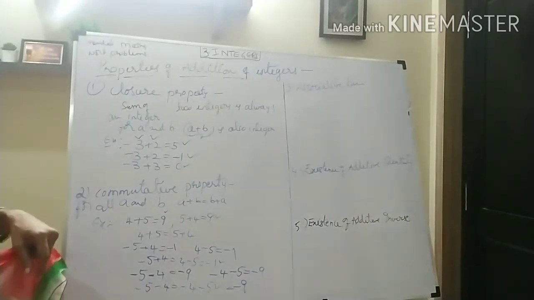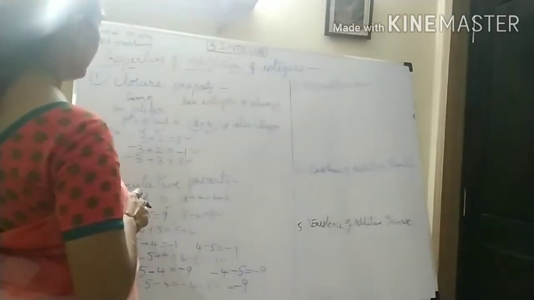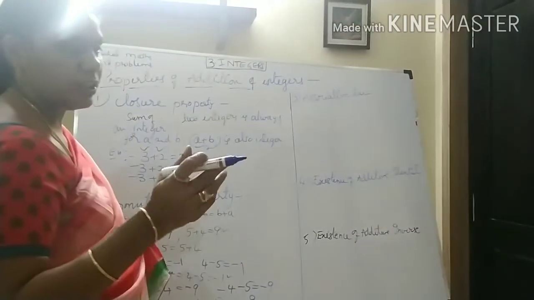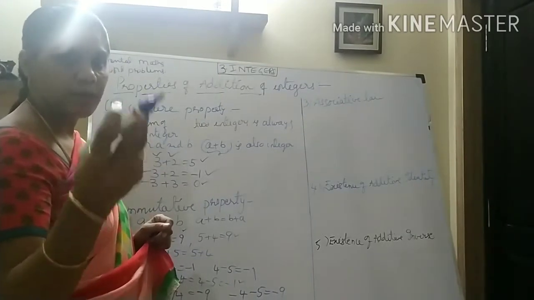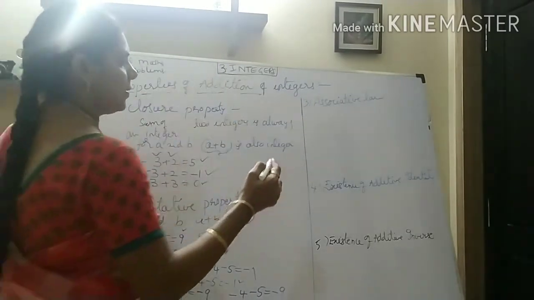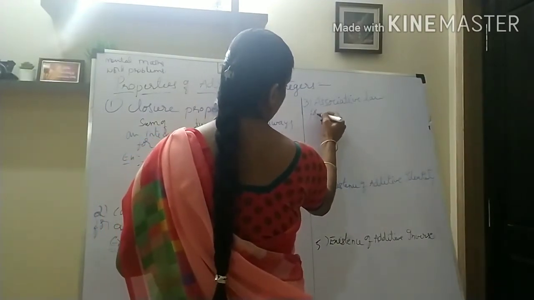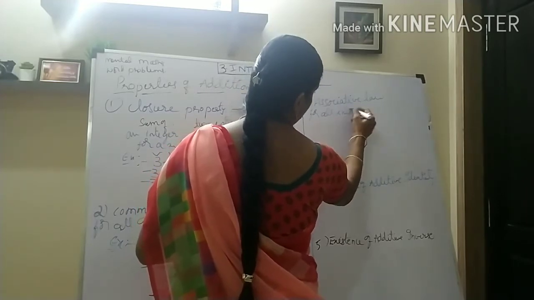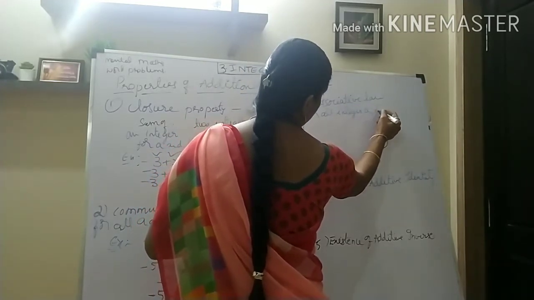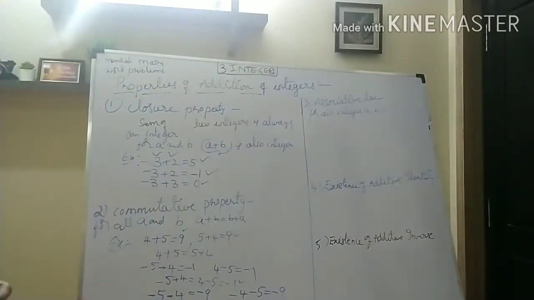Now see, associative law. Associative law means we take three numbers. If you take any three integers A, B, C, A plus B plus C, see this one. So for all integers A, B, C.